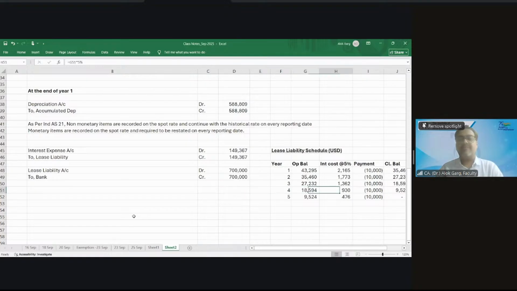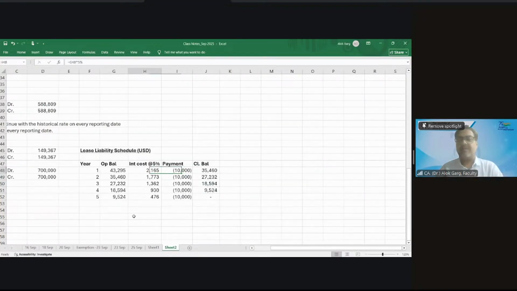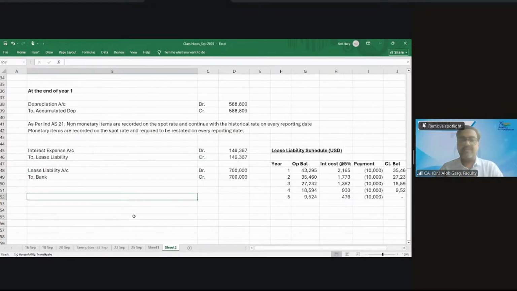So what is my closing liability? My closing liability is 35460, right? So now I need to pass an accounting entry for restatement of closing liability. Will liability increase or not in this case? Liability will increase, sir. The closing liability is 35460 US dollar.